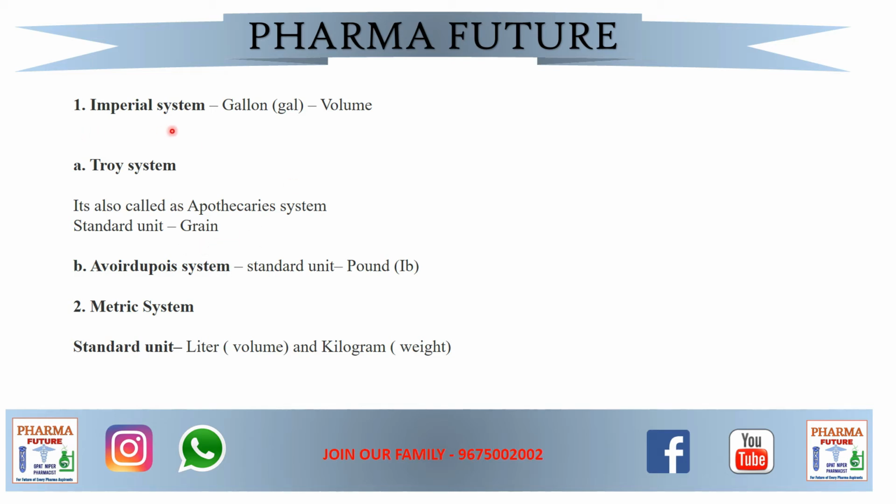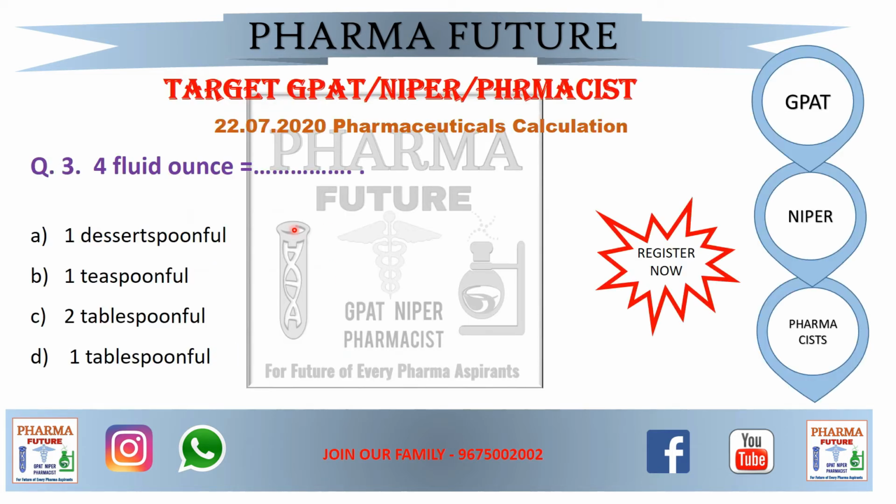For the imperial system, the standard unit for volume is gallon. The right answer to the question is grain. Moving to the third question: 4 fluid ounce is equal to dash dash. Option A 1 dessertspoonful, option B 1 teaspoonful, option C 2 tablespoonful and option D 1 tablespoonful.